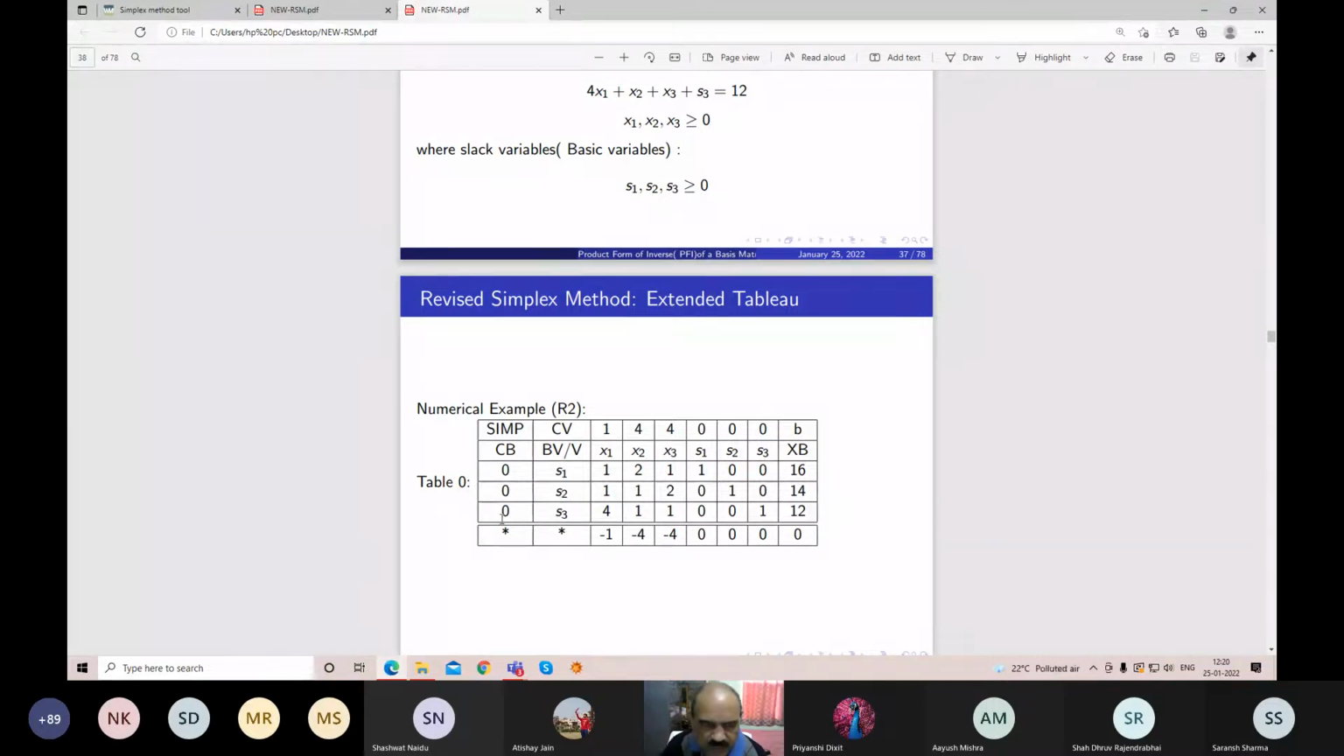This is actually in the initial simplex table. The coefficient CB and the indicator row elements are different in the new table, but I am not drawing any other table. Other information remains the same. The columns I am not changing. The value of XB, the B column with elements 16, 14, 12, I am not changing. Everything is fixed.